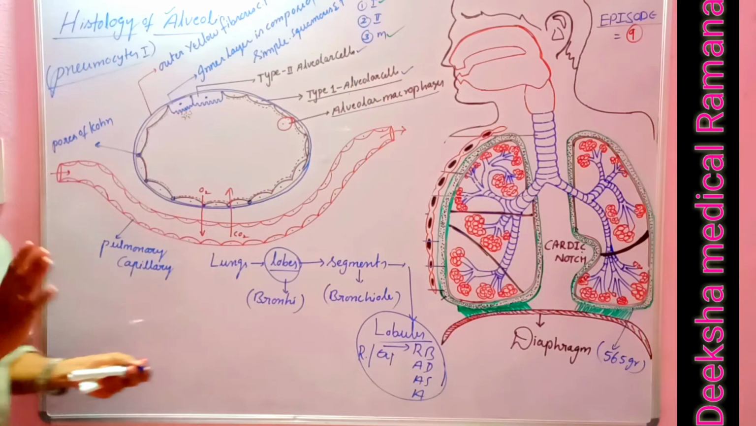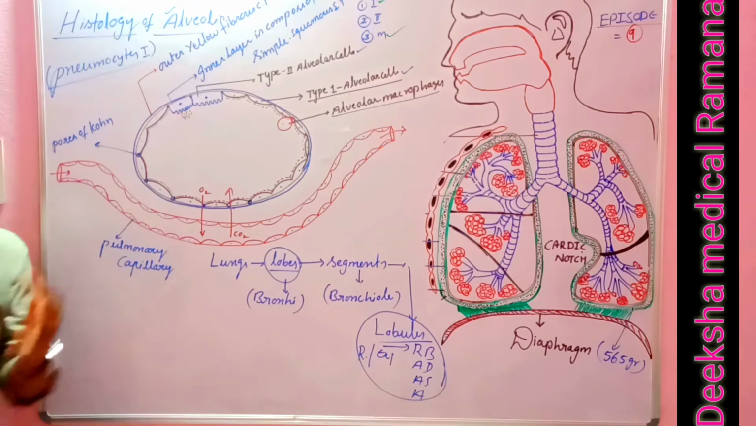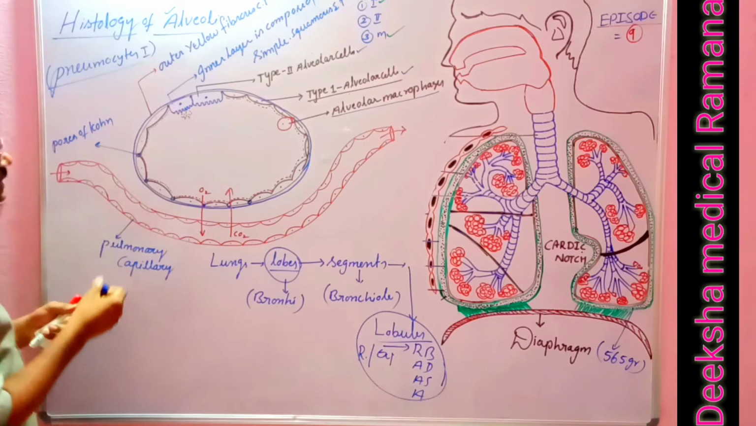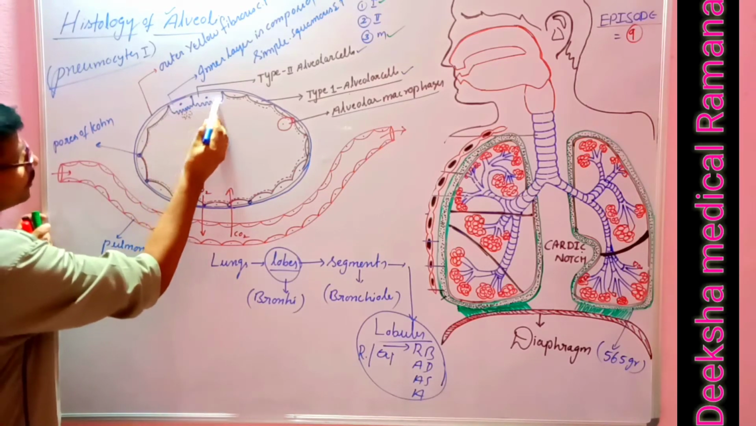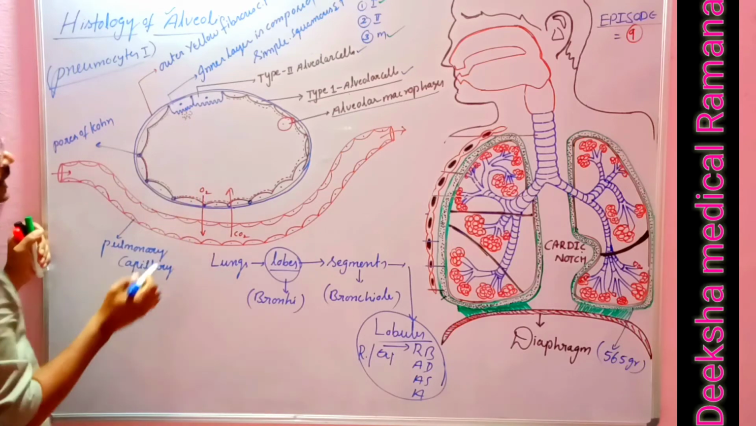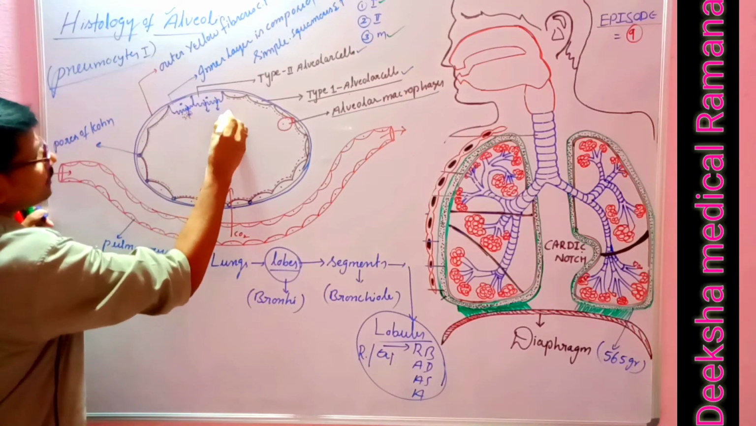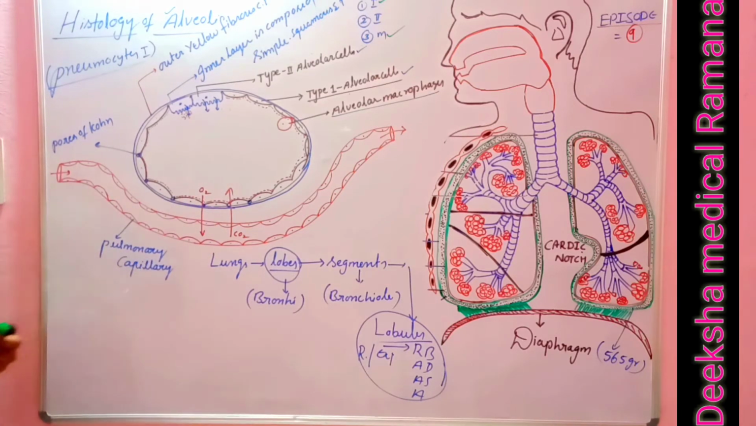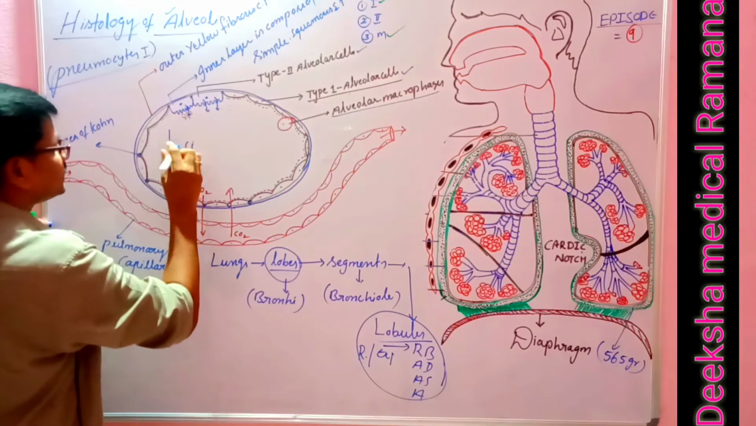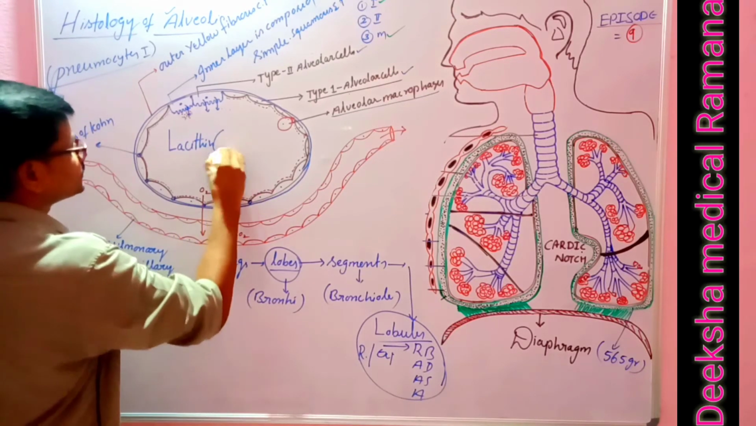Let me explain about the second type of alveolar cells, the second type of pneumocyte. This second type of pneumocyte is a large cuboidal cell, and the apical surface of these cells gets modified into microvilli. These microvilli help to secrete the alveolar fluid. This alveolar fluid is called lecithin. What is that? Lecithin is an alveolar fluid. Lecithin is chemically a phospholipid.